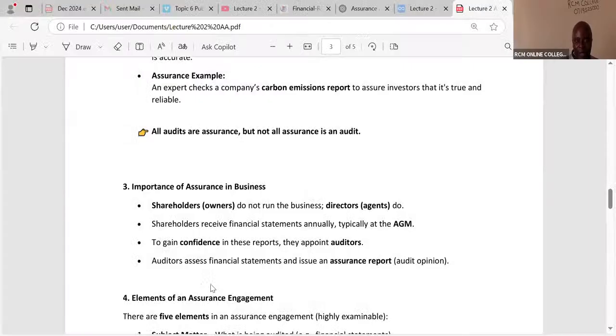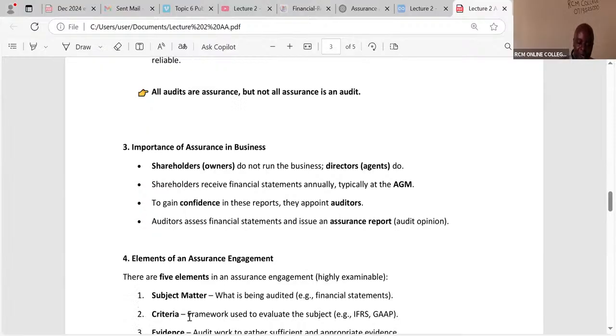So then we have elements of any assurance engagement, and I've told you audit is part of the assurance engagement. Remember, an assurance engagement, for it to be valid, must always have 5 elements. It must always have 5 elements. You may forget about everything, but you shall never forget the elements of an assurance engagement. An assurance engagement has 5 elements, which are these.